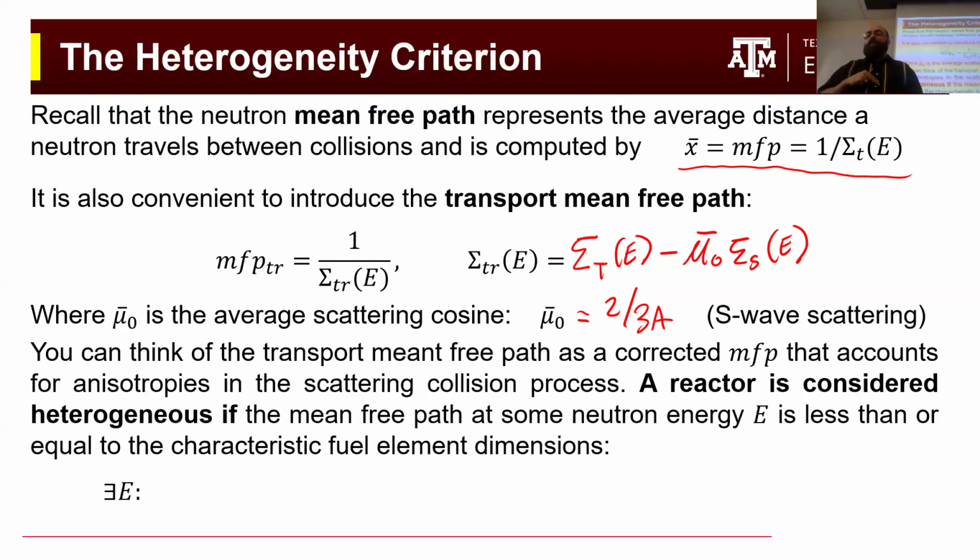Basically, if a reactor is heterogeneous, then it means that the mean free path at any neutron energy is either less than or comparable to the characteristic dimensions of the fuel element in our reactor. So what we're saying is that for any energy E, the total mean free path is always going to be less than or equal to the mean free path for transport.